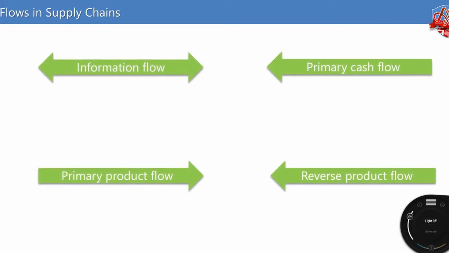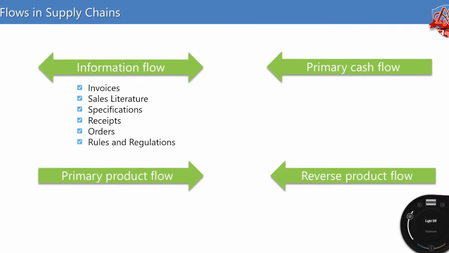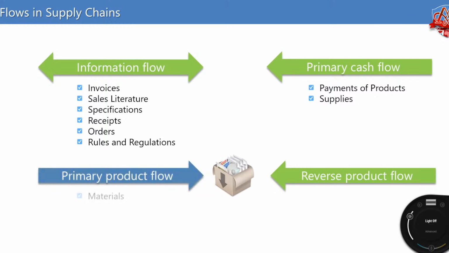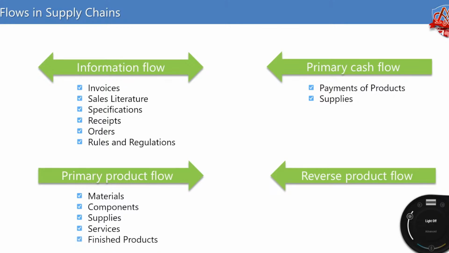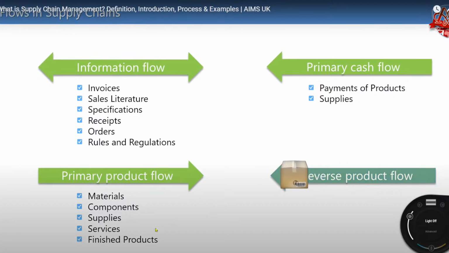Flows in supply chains. There are four flows in supply chains. Information flow includes invoices, sales literature, specifications, receipts, orders, and rules and regulations. Primary cash flow includes payments for products and supplies. Primary product flow includes materials, components, supplies, services, and finished products. Reverse product flow is also important.